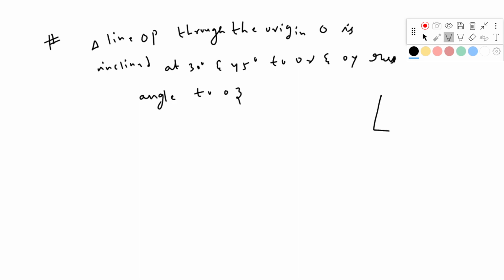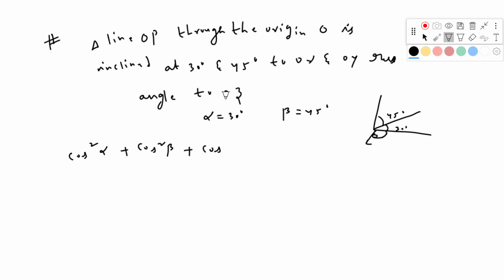Suppose I am taking this graph. Here O is there. This is the OP line, and it makes an angle of 30 degrees with the x-axis and 45 degrees with the y-axis. This is the z-axis. So what is the angle of this? They are asking. We can say this is alpha, this is beta. So alpha equal to 30 degrees and beta equal to 45 degrees are given. One formula you have to remember: cos square alpha plus cos square beta plus cos square gamma equal to 1.